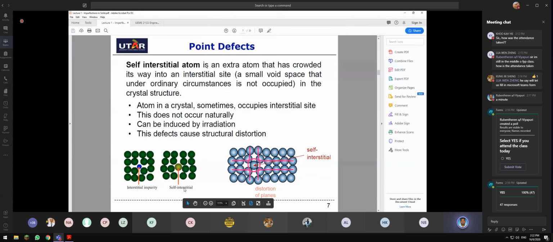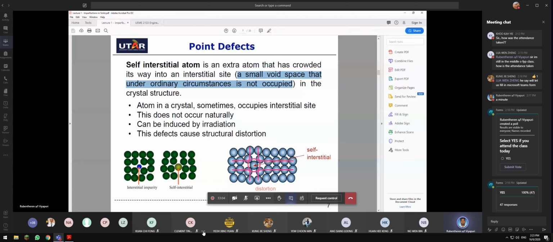It is opposite to the vacancy, where a self-interstitial atom is an extra atom that has crowded its way into an interstitial site, a small void space that under ordinary circumstances is not occupied. If you have any voids in material, there is some foreign element for interstitial impurities, or the same material for self-interstitial, which doesn't have any pair. So it just hangs around there and it distorts the plane in this direction.